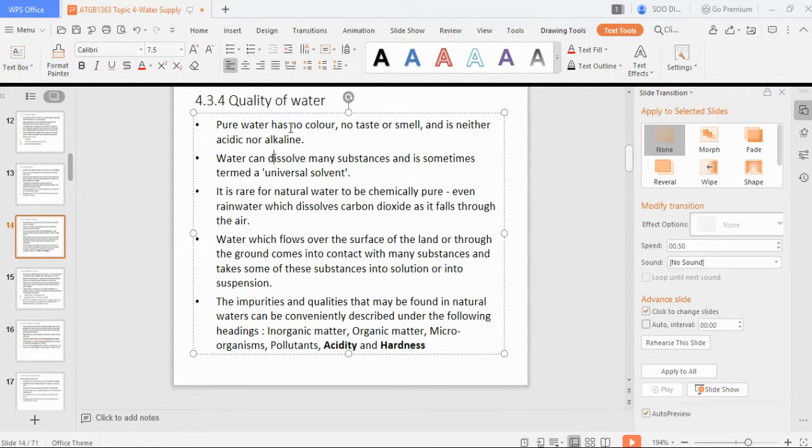Because of this characteristic, it can actually dissolve many substances in it. So it is termed a universal solvent.